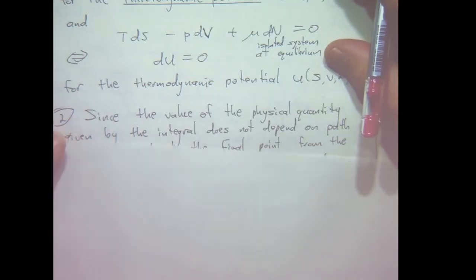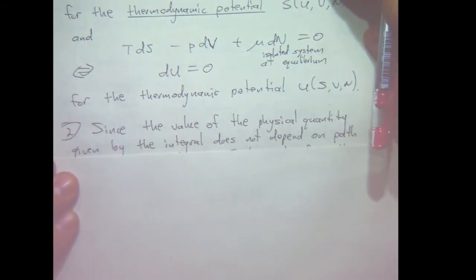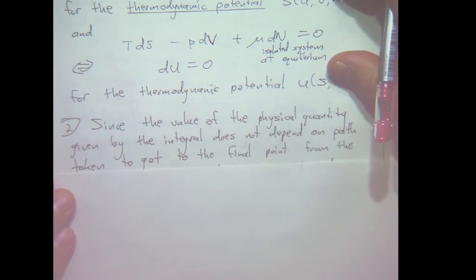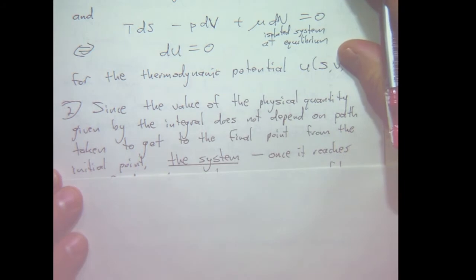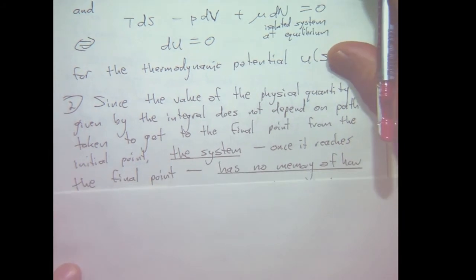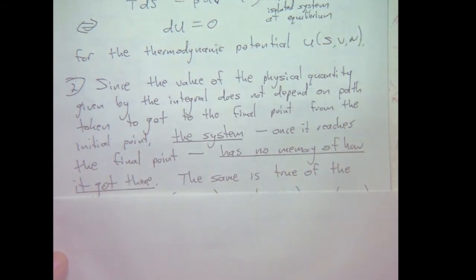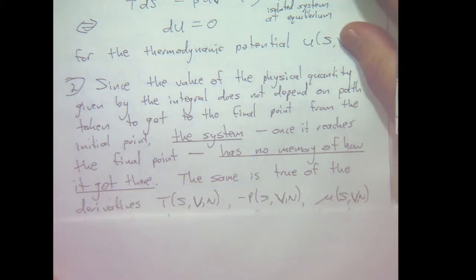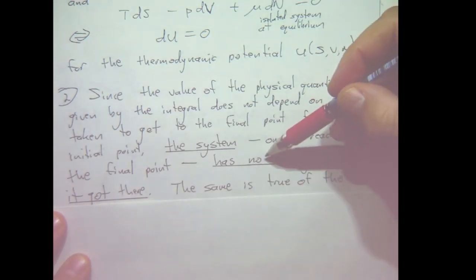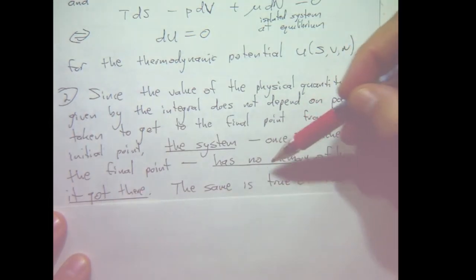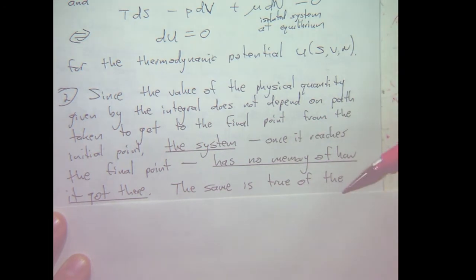All right. Now, since the value of the physical quantity given by the integral does not depend on the path taken to get to the final point from the initial point, the system, once it reaches the final point, has no memory of how it got there. No memory. The same is true because the variables that you need, the variables that specify that final point, are only U, V, N, not any other U's.